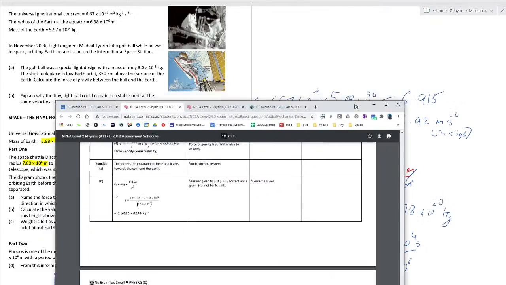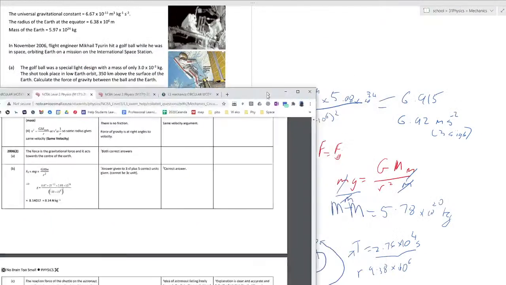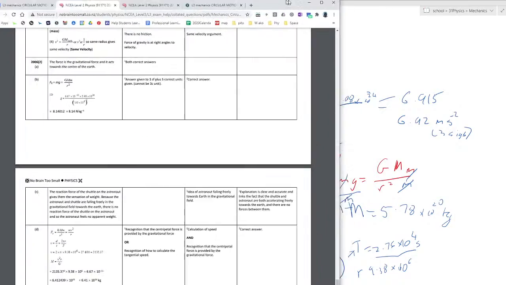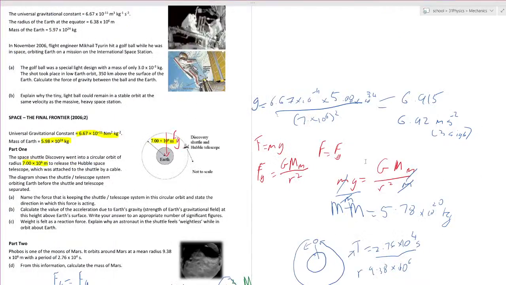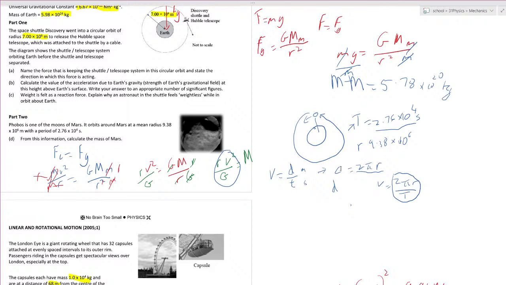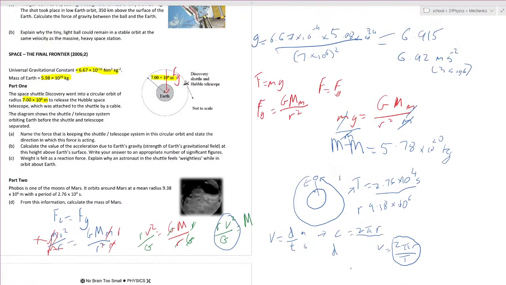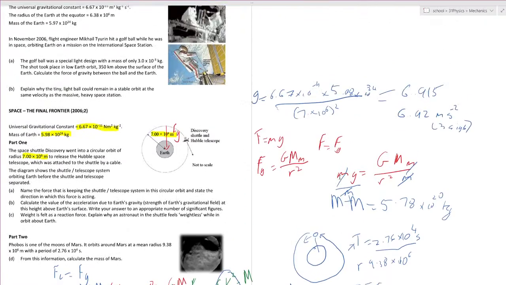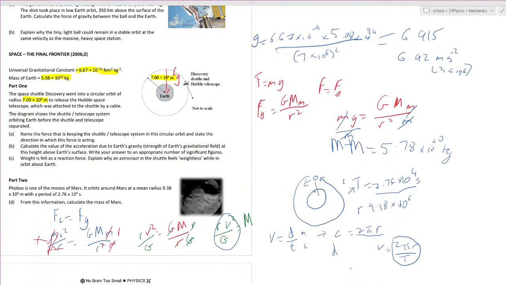2135, is that what we got for our velocity? Where did I put it? Did I write it down somewhere? Maybe I deleted it.